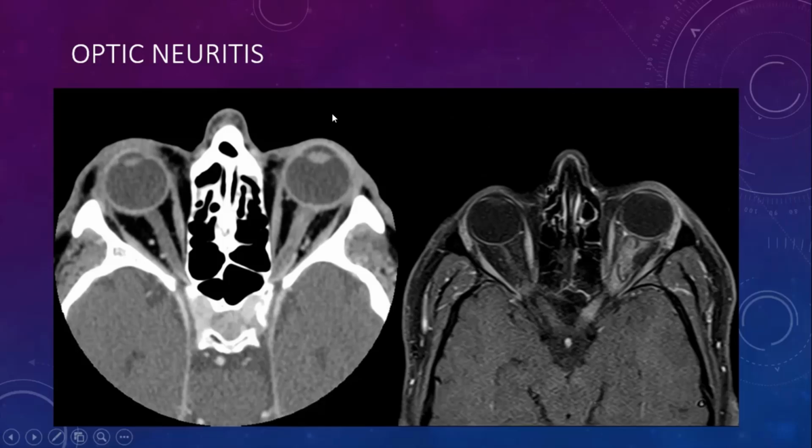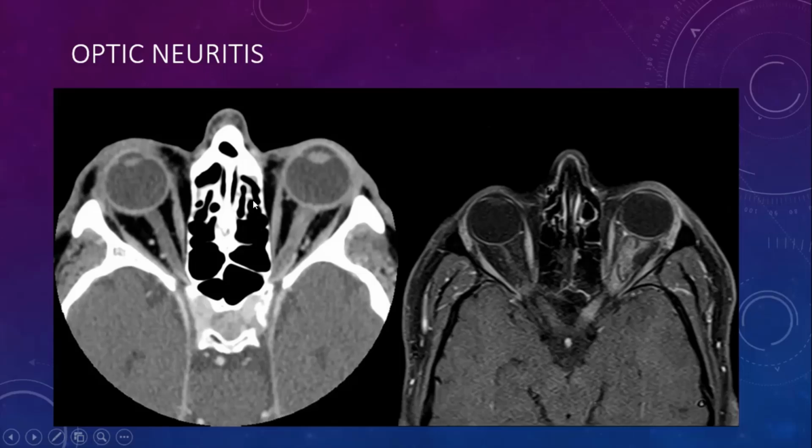Another common thing we see in daily practice within the cone is optic neuritis. So this is the right optic nerve that is of normal thickness, whereas on the left side the optic nerve is thickened, with fat stranding and heterogeneous enhancement noted.